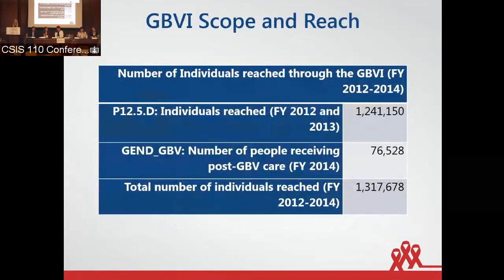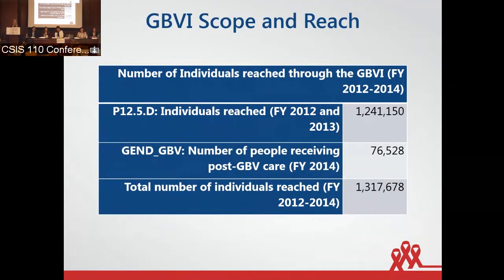When looking at the scope and the reach of the GBVI, GBVI interventions and services reached more than 1.3 million people across the 3 countries over the course of the 3-year initiative. Clinic and community level services provided included GBV screening, post-GBV care, HIV post-exposure prophylaxis. In fiscal year 2012 and 2013, over 1.2 million people were reached with GBV services and interventions. And in fiscal year 2014, approximately an additional 76,000 individuals were reached with post-GBV care across the 3 countries.